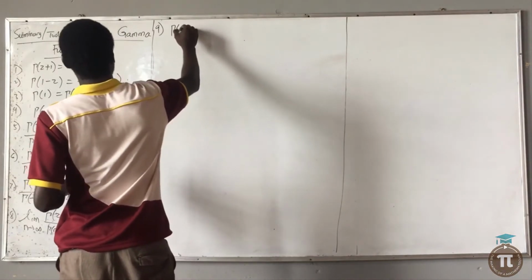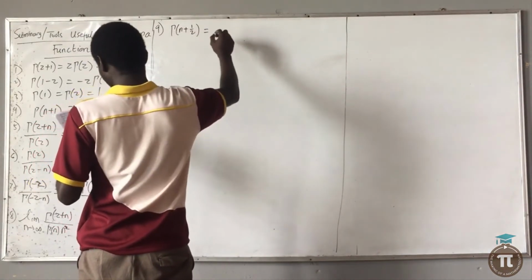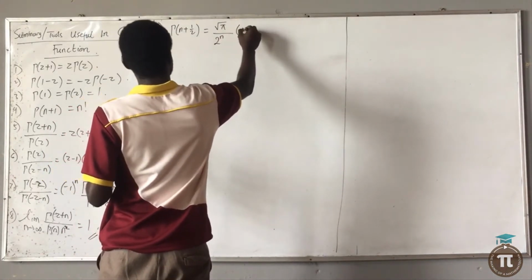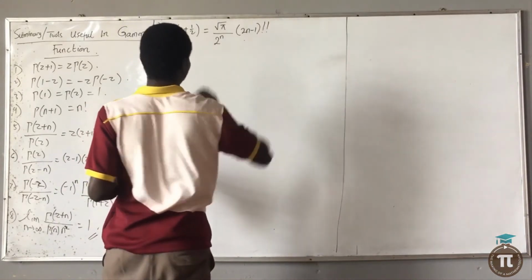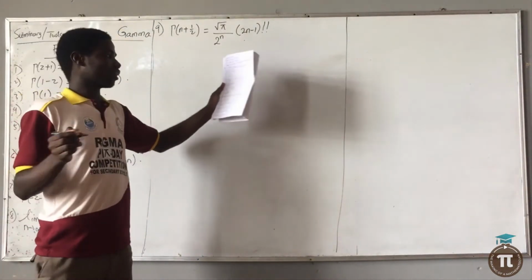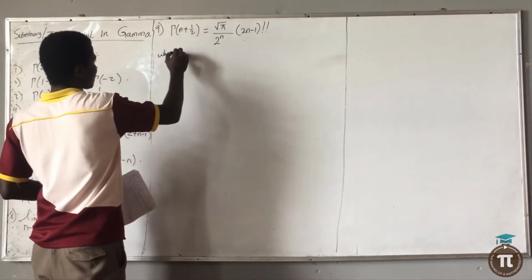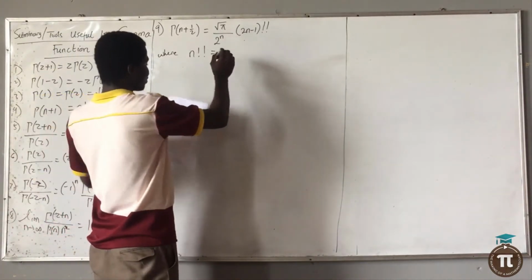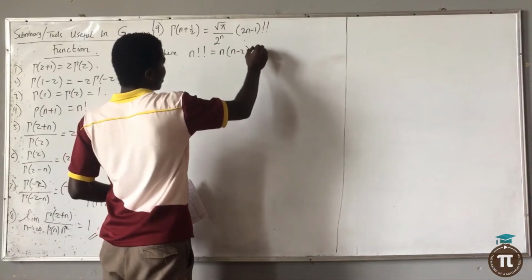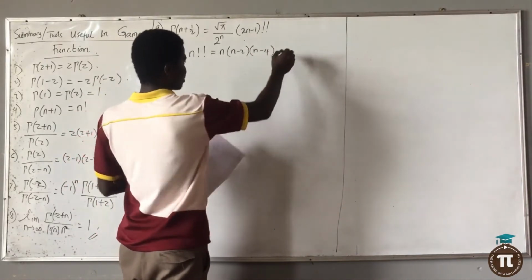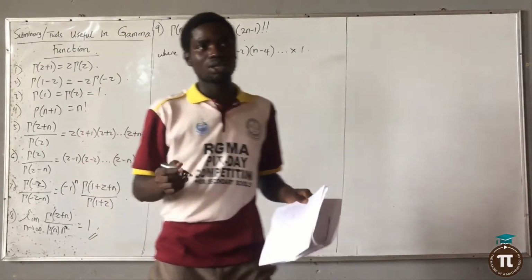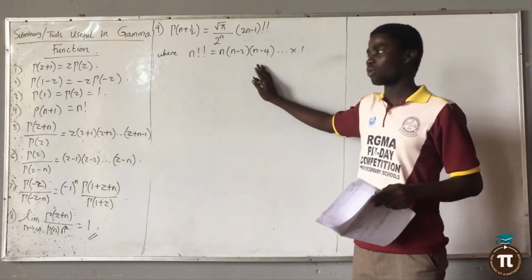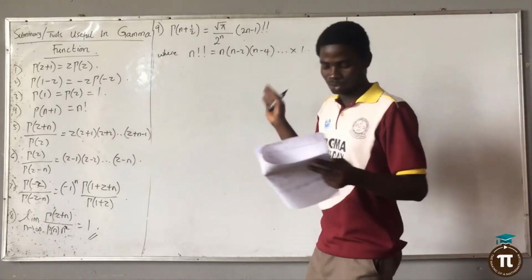Number 9, gamma of n plus 1 over 2 is equal to root pi all over 2 raised to power n, times 2n minus 1 double factorial. Double factorial means you are going to be skipping in double steps. This is equal to n times n minus 2, n minus 4, like that, till you get to 1 or 2, whichever one you get to first. This is the definition of what you call double factorial. This is also part of the tools needed.